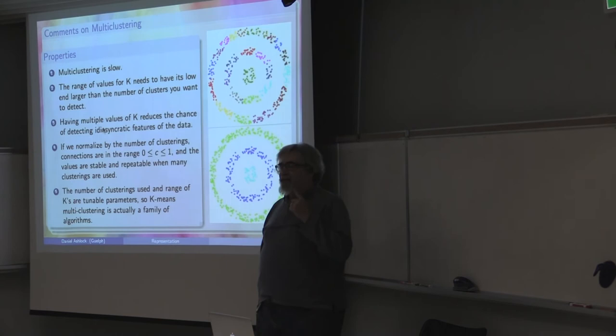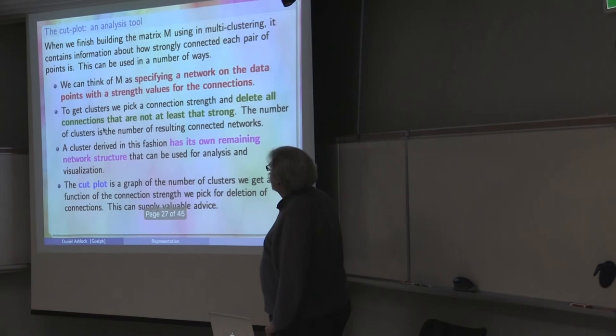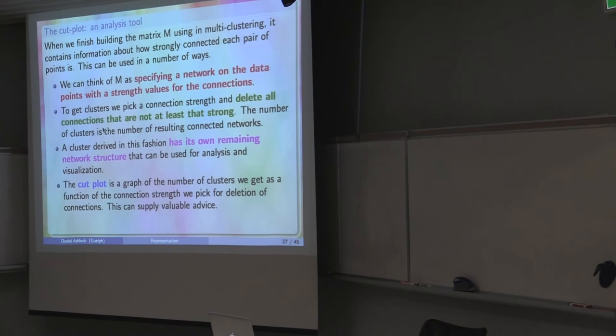Lest you think this is going too well, here is one k-means clustering of this data set, and there it is correctly clustered into three clusters. So, the cut plot. When we finish building the matrix M using multi-clustering, it contains information about how strongly connected each pair of points is. If it's a very large data set, you're dead unless most of those are zeros that you're not storing. So you really need to be good with sparse methods to make this work.